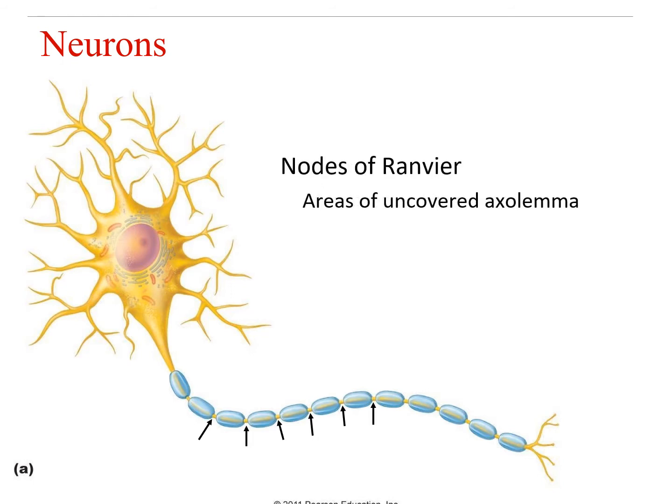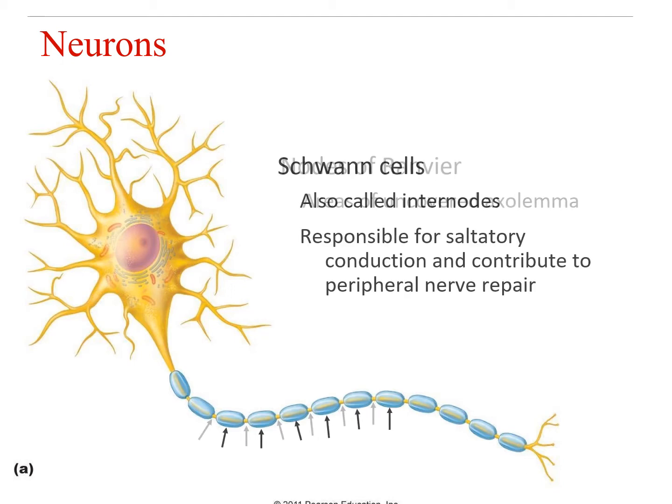Now, these are the nodes of Ranvier. You may have noticed that the position of the arrows didn't change, and it didn't change because the nodes of Ranvier are actually areas where the axolemma is not covered by these other types of cells that you're going to see here. These are Schwann cells, and basically, Schwann cells are responsible for a much faster type of nerve impulse conduction called saltatory conduction. They also contribute to peripheral nerve repair. We'll see that in more detail a little bit later on in this PowerPoint.